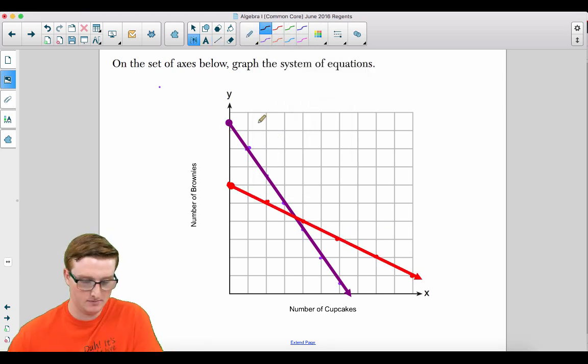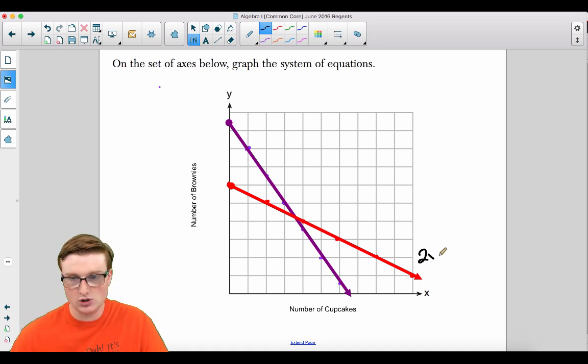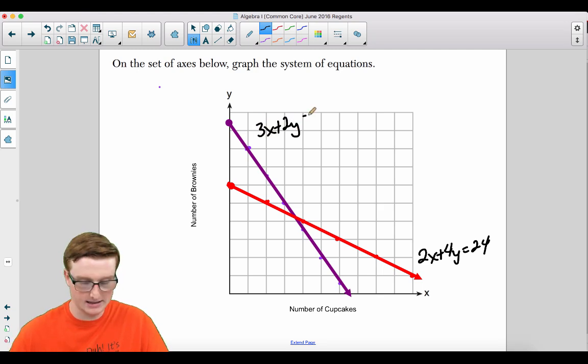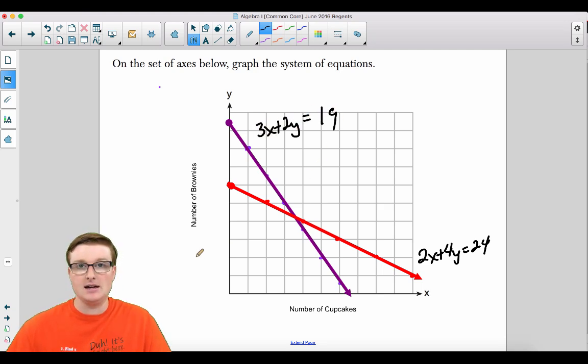Now, of course, label. That's in your best interest to label. So this red one is 2x plus 4y equals 24. And this is 3x plus 2y is equal to 19. And that's it. So graph it and you're done.